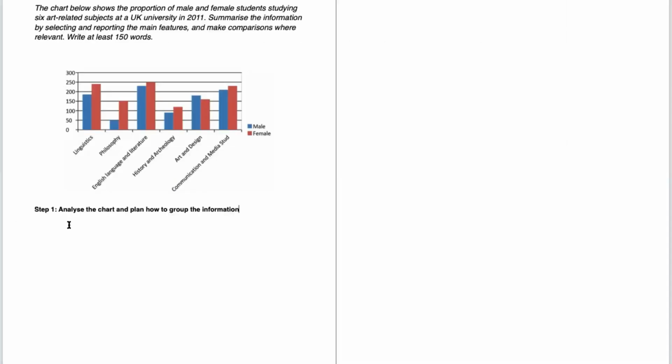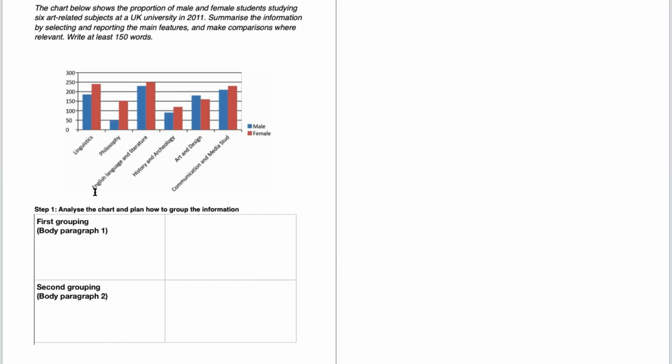So remember, our step 1 is to analyze this chart and plan how to group the information. Okay, and the best way to do this is to make an outline or to make a chart just so that it's clear to you. Of course, you don't have to have things spelled out or perfect because no one will be looking at this chart, just you. So take a look here on the left side of my chart. You have the first grouping, which is going to be your body paragraph 1, and the second grouping, which is going to be body paragraph 2. Now, obviously, you don't want to make things difficult for yourself. Go ahead and look at how the information is already grouped, and you see that we have male and female.